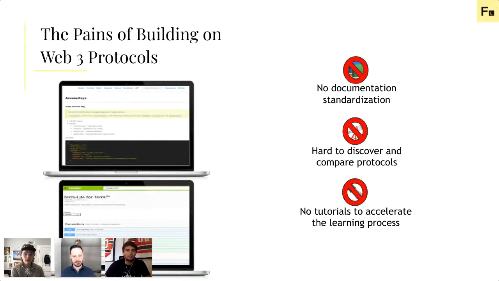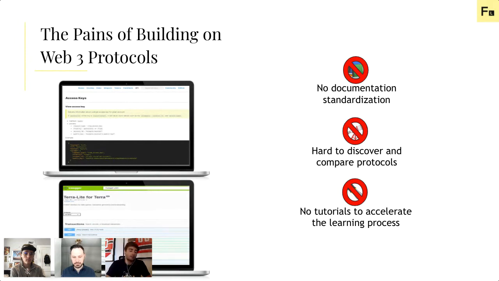What you see if you've tested out different protocols is that there's just no documentation standardization. You'll go from Swagger files for one protocol to Postman for another and to Gitbook for a third. That makes it really hard to discover new protocols, but also compare them. And once you've invested some time into one protocol, you don't necessarily want to try the new thing that might be beneficial to you.